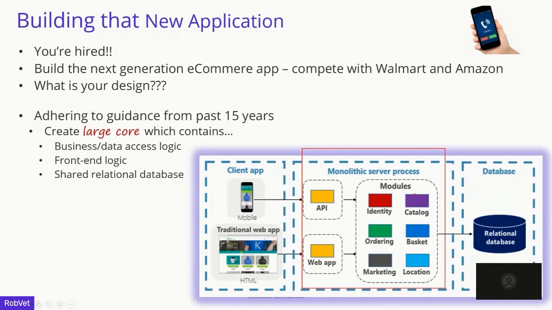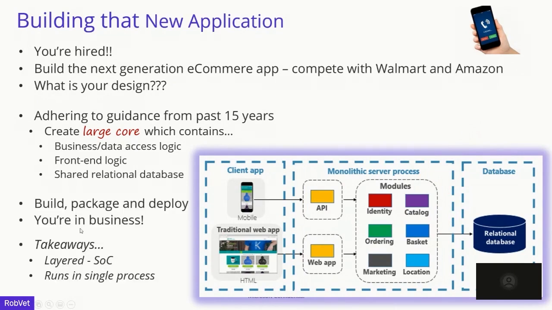You have a catalog module. You have an ordering module, a basket module, location, marketing. And again, they're all running in the same process, and they're all getting data from that very large shared relational database, and they're basically going to render HTML and REST from the front end. This is fine and dandy, okay? So you build the application just that way, because again, this is what we've been doing, right? You package it, you deploy it, it's out there, you're in business.